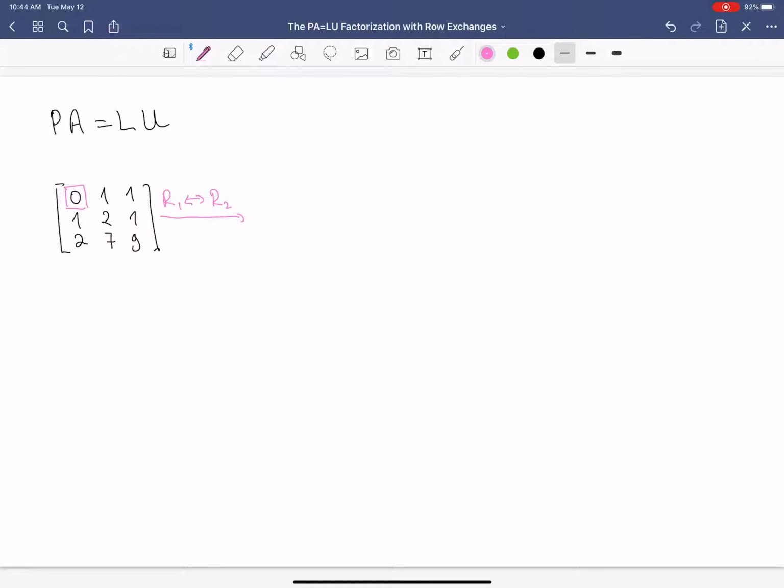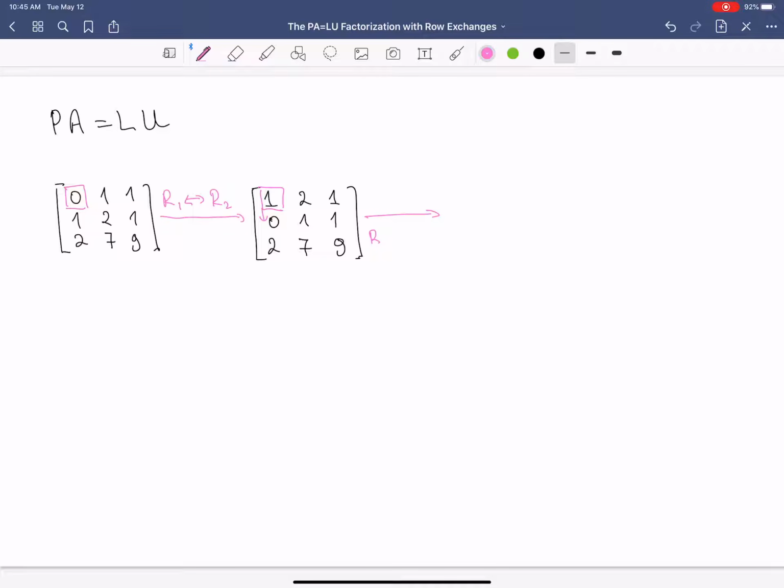And remember, this type of operation gives us a permutation matrix. This is not an elimination matrix. This is a permutation matrix. So once we have carried out that row exchange, we have 1, 2, 1, 0, 1, 1, 2, 7, 9. And now we can carry out elimination in a normal fashion. We eliminate with the first row. There is nothing to be done in the second row, so we just eliminate in the third.